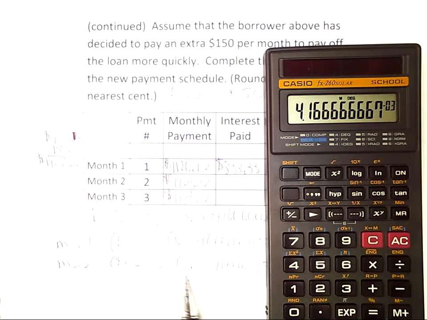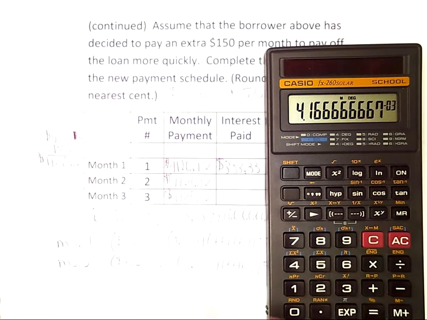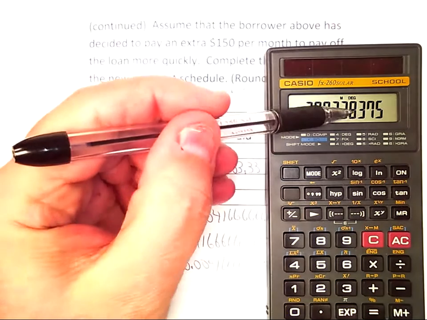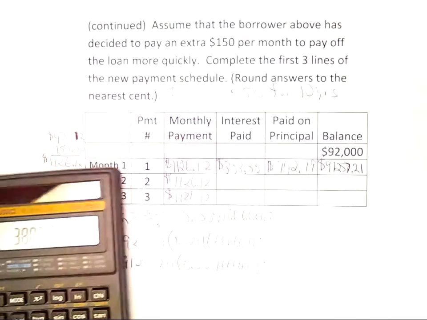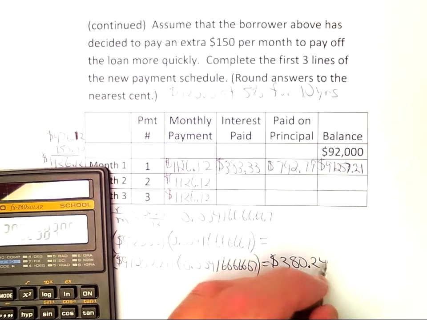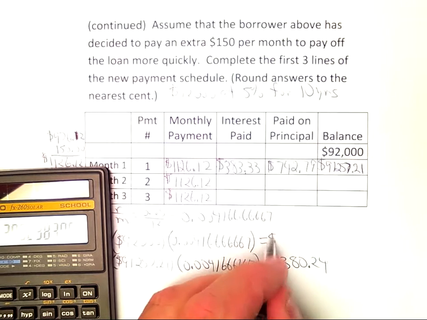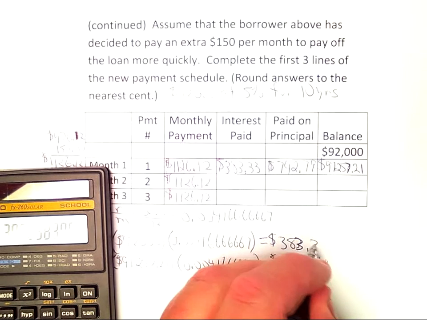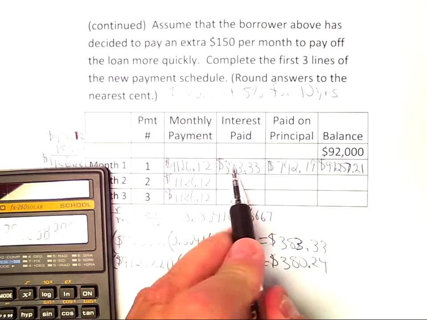That brings this number back out of memory and then times it by $91,257.21. And that gives me $380, and it rounds up to the nearest cent, so that becomes 24 cents. So that's $380.24. And I never actually wrote that down from earlier. I just stuck it straight in here, but that's actually $383.33. I just went straight there. I should have written it down there.